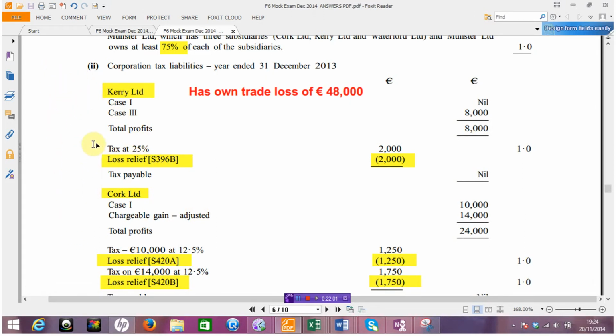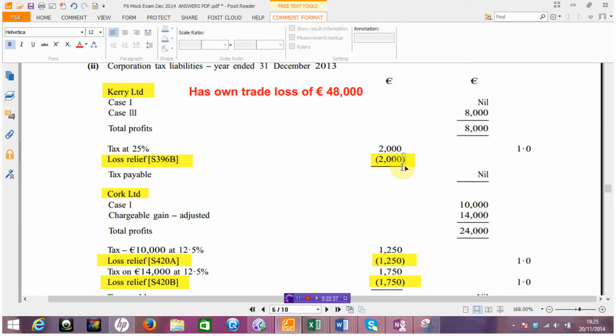Clearly they're dealing with 1 company at a time, and the first company that they're going to deal with is the company that has the loss itself. In other words, it has the trade loss, and that's Kerry. The thing that we need to remember really is that Kerry needs to offset against its own profits first. We also need to remember that if we're offsetting a trade loss against other income, it has to be on a value basis. And how does the value basis work? Well, we just simply calculate the tax and then apply that element at 12.5% and ensure that we put this value in the loss memorandum.